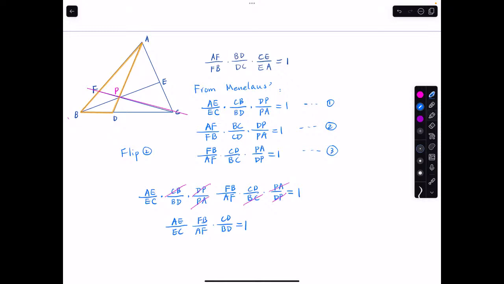Okay, this is exactly what we're trying to prove, right? It's kind of upside down, which is fine. So we have AF, FB, BD, CD, CE, EA. Okay, that's a proof. Of course, we can flip it, and these two are equivalent. So we have the proof. This is the second proof where we use Menelaus's theorem to prove Ceva's theorem.